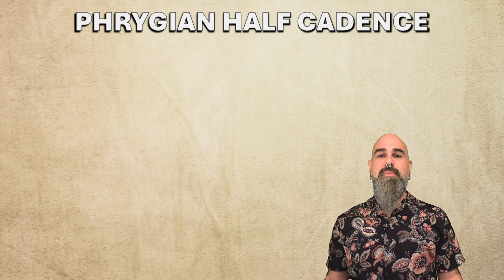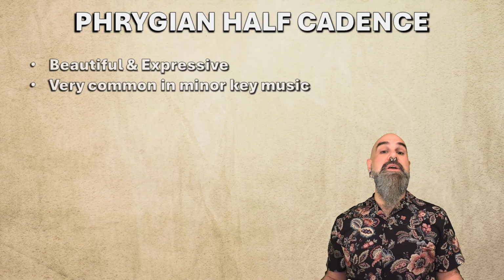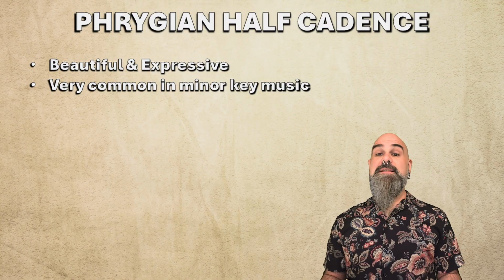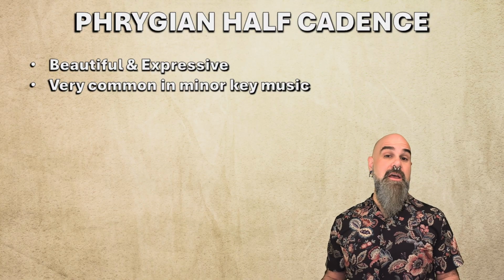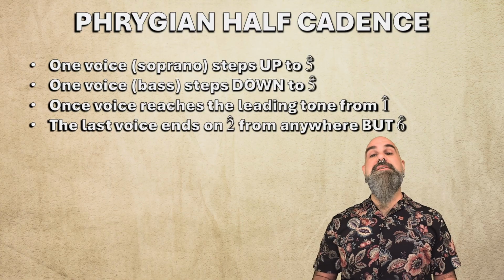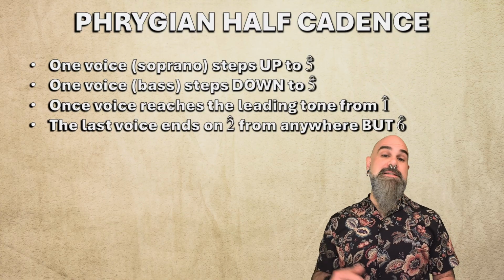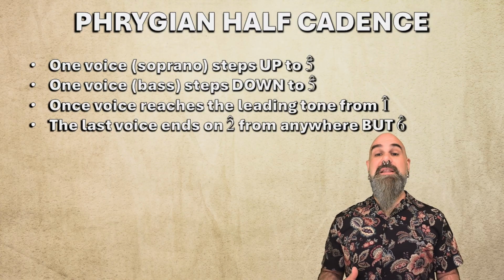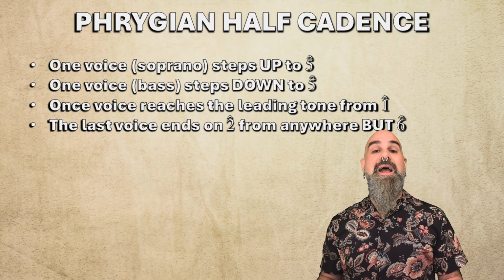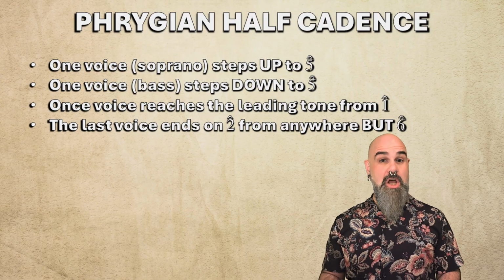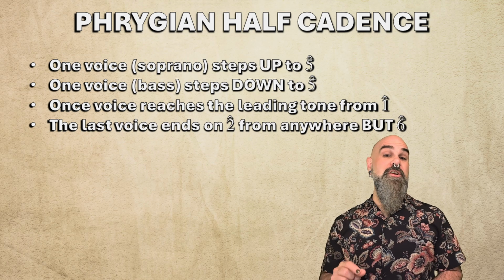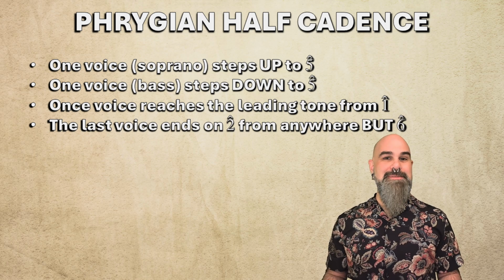So why do we care so much about this 2-chord moment? Because it's beautiful, expressive, and it's everywhere in minor key music. We just need to remember the DNA of this cadence. One voice steps up to 5, the bass steps down to 5, one voice reaches the leading tone from scale degree 1, and the last voice ends on 2, coming from any note that's not 6. Nail those and your Phrygian half cadences will basically write themselves.